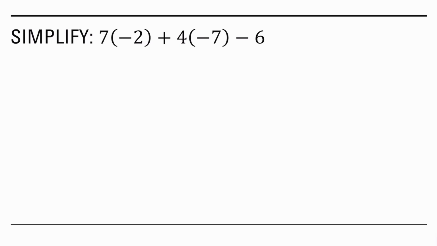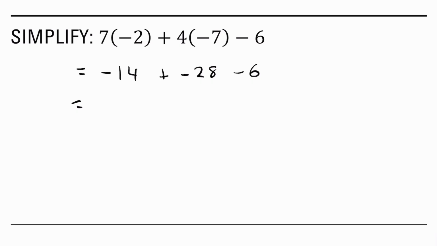And so 7 times negative 2 is going to be negative 14, which is 7 times 2, and then there's one negative. So it'll still be a negative product. 4 times negative 7 is negative 28. And then we just carry the negative 6 down because nothing has actually happened to that. So then we can combine this.